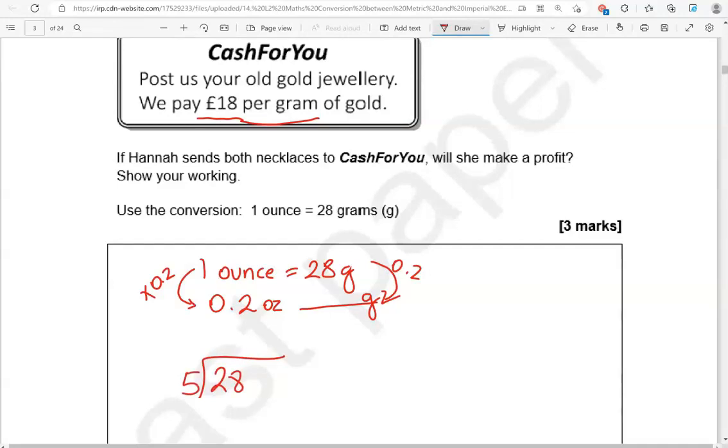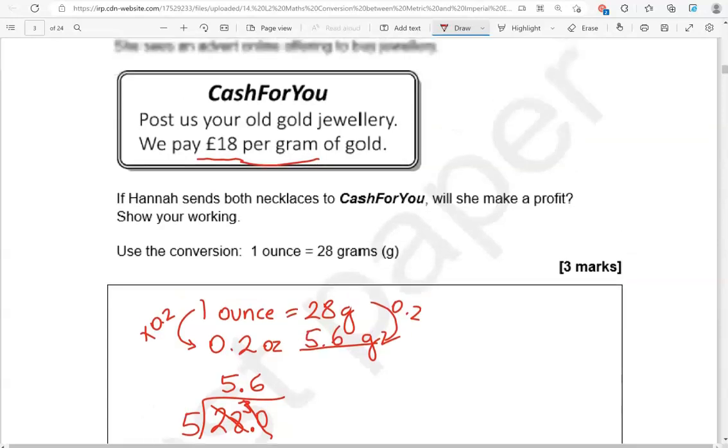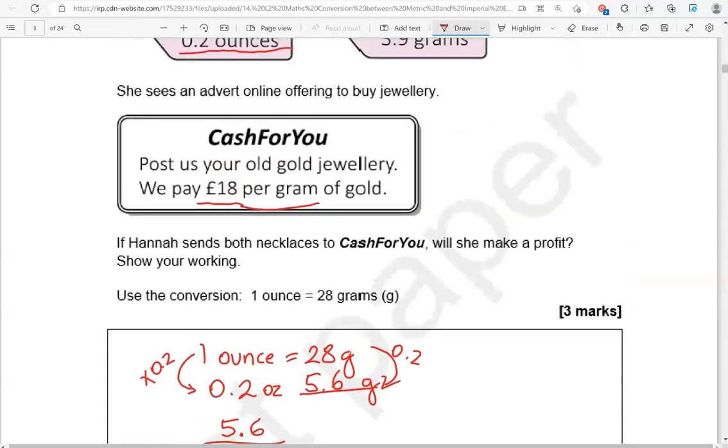How many 5s fit into 28? That is 5, because 5 times 5 is 25, so we have 3 remaining. We've run out of digits, so we put a decimal point here and in the answer. Now we can add zeros because they make no difference. So how many 5s fit into 30? That is 6. Exactly 6. So 5.6 grams. That's how much the first necklace weighs.